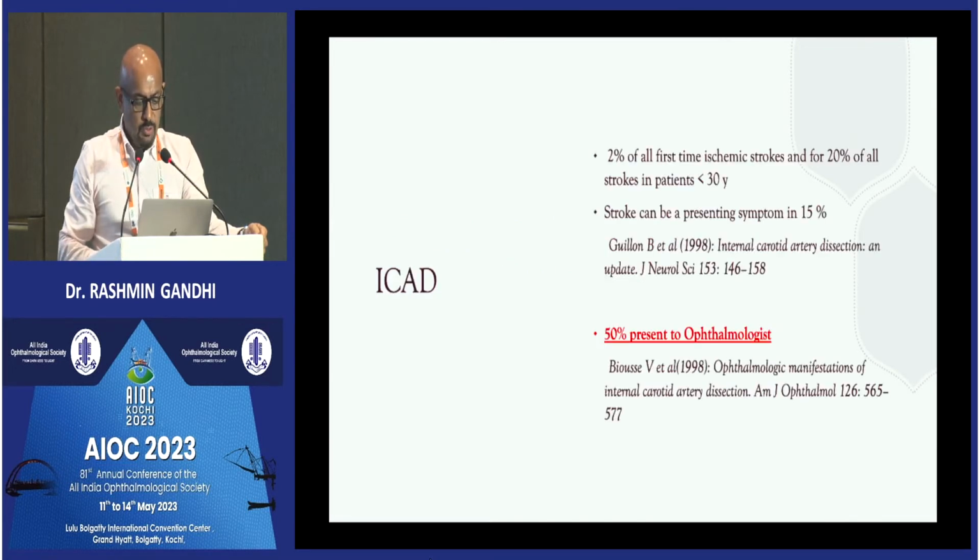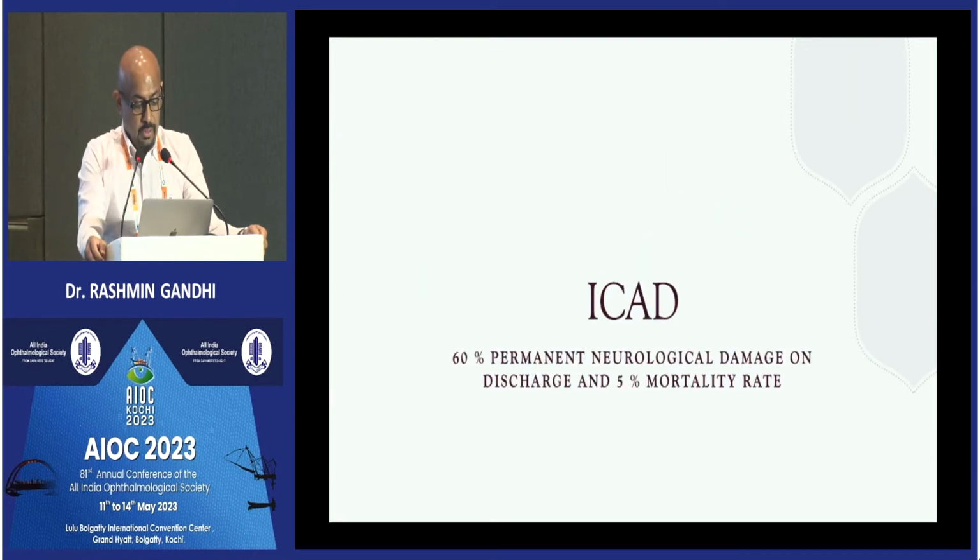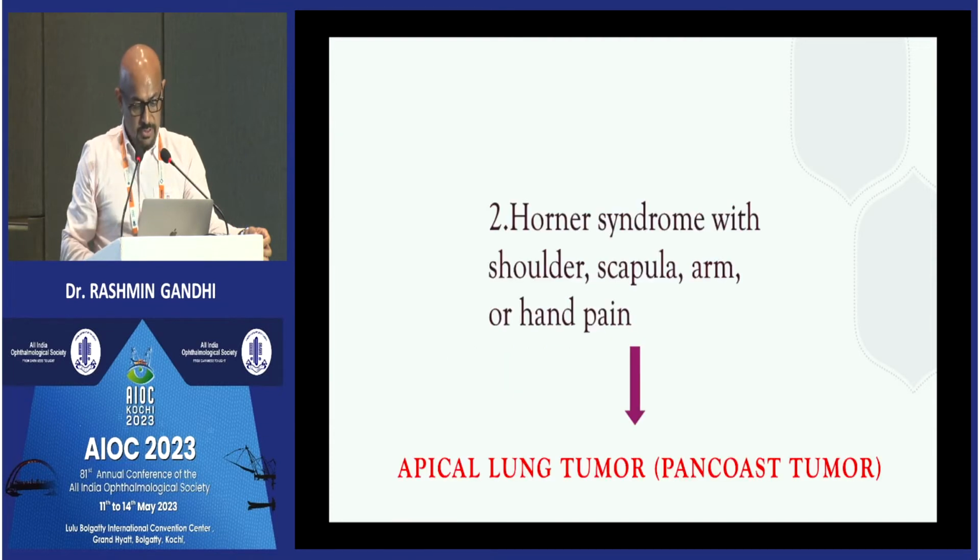Now, why is that important to us? One in the red tells us that it's important because in the series which came out from Atlanta, 50% of the patients who had carotid artery dissection actually presented to us first. And why is that important? 60% of these patients have permanent neurological damage and there is a 5% mortality rate. So a patient who came to us with complaints of headache or neck pain may be harboring a problem which can be fatal. And 50% of them actually present to us first.